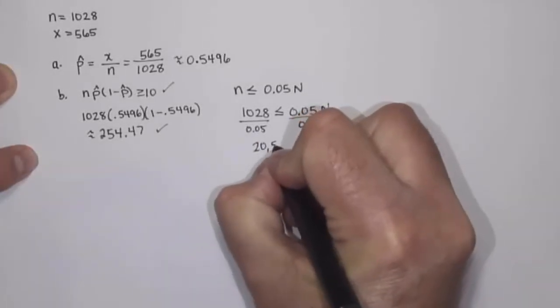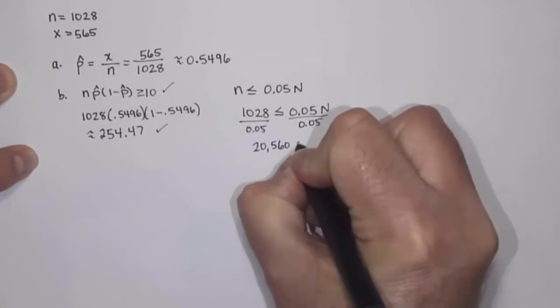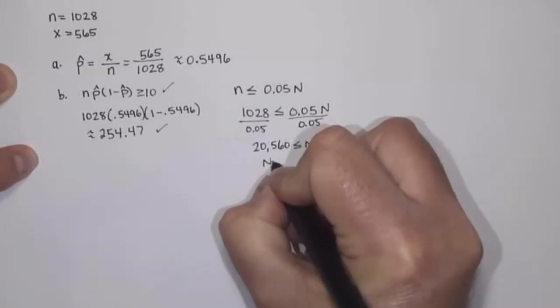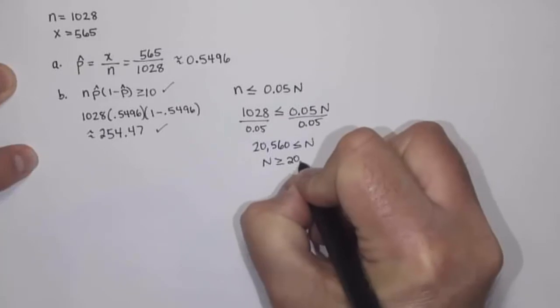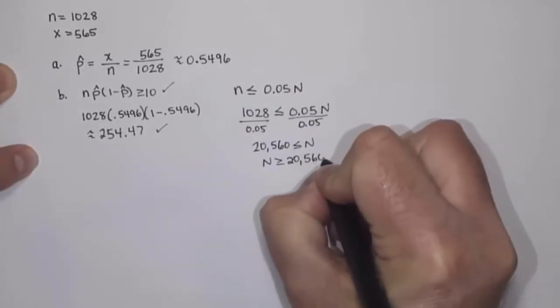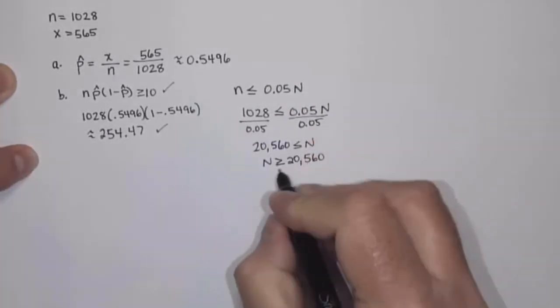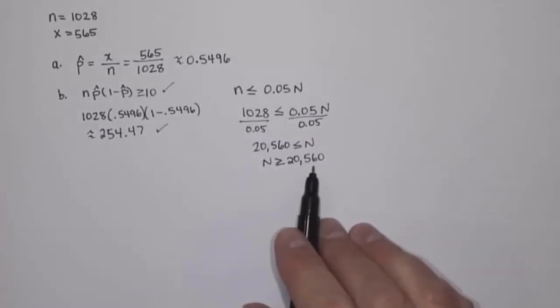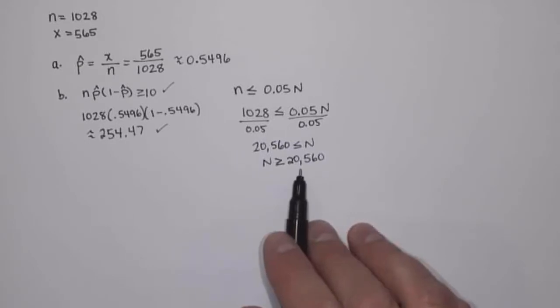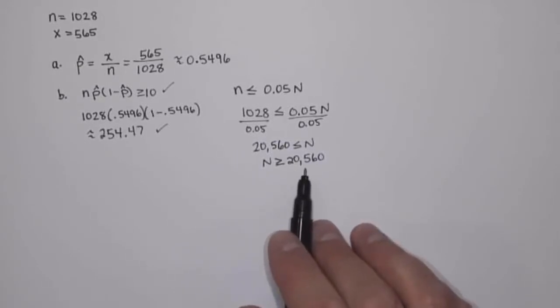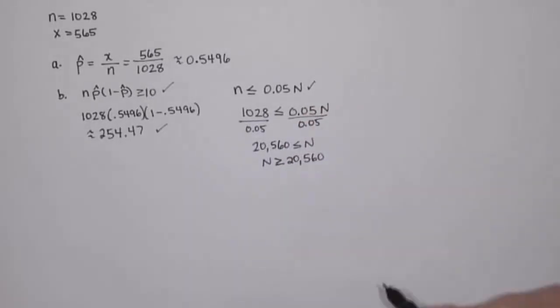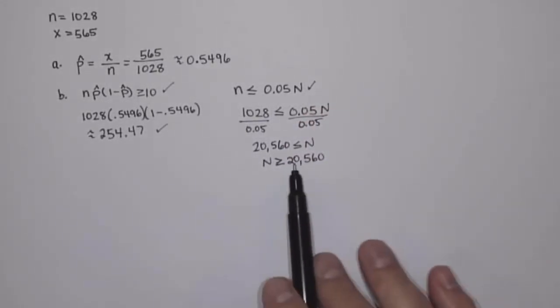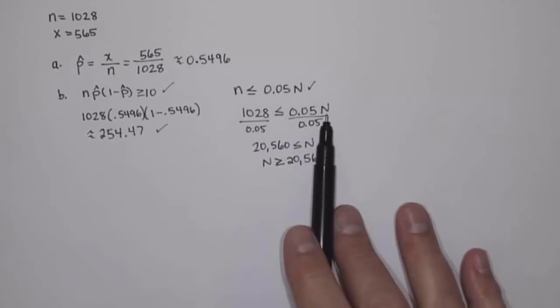So 20,560 is less than or equal to n. In other words, n is greater than 20,560. So as long as our population is larger than 20,560, then our sample size is less than 5% of the population. Well, certainly the number of adult Americans is greater than 20,560. So certainly we meet that condition, even though we don't know precisely what the population size is.